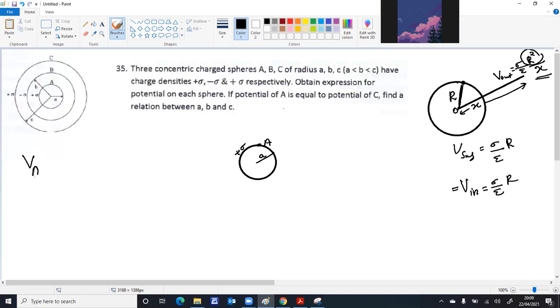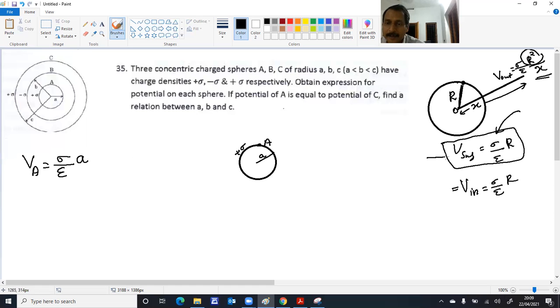Okay, so first we'll have to find the total potential on A. For that we have three contributions. The first one is the potential on A due to A. This one, right? For this we have to take the surface formula because the point is on the surface of the sphere. So you will get sigma by epsilon into small a. Anyone have a confusion? Okay, fine.